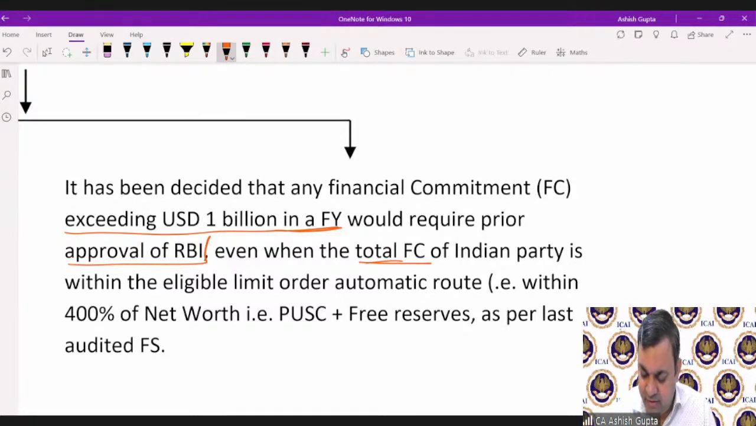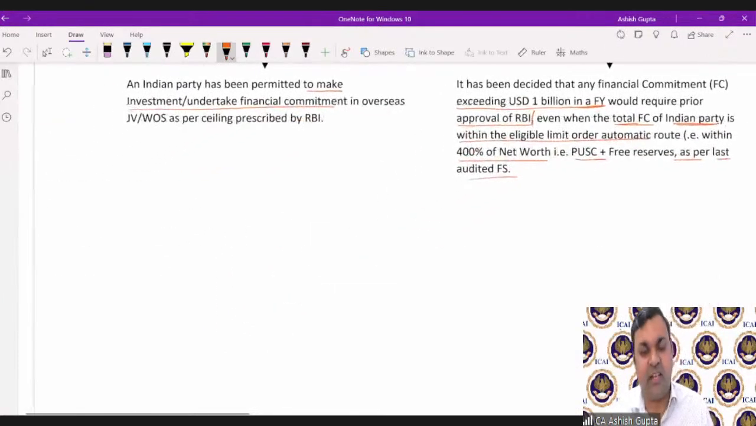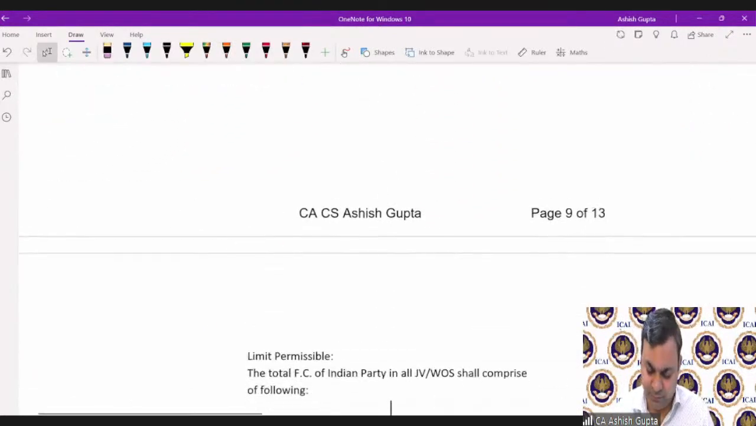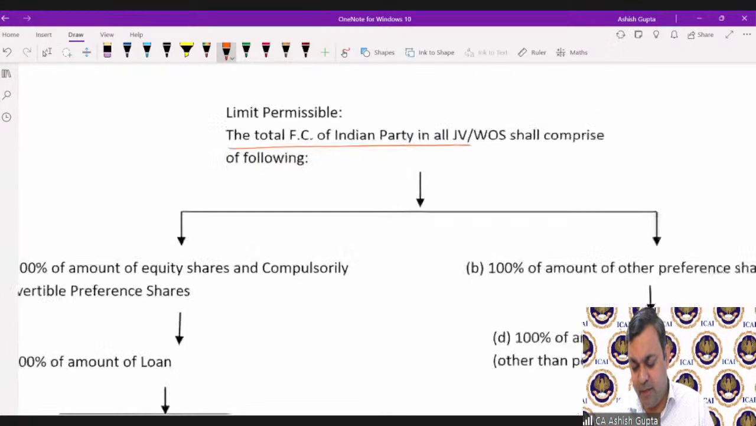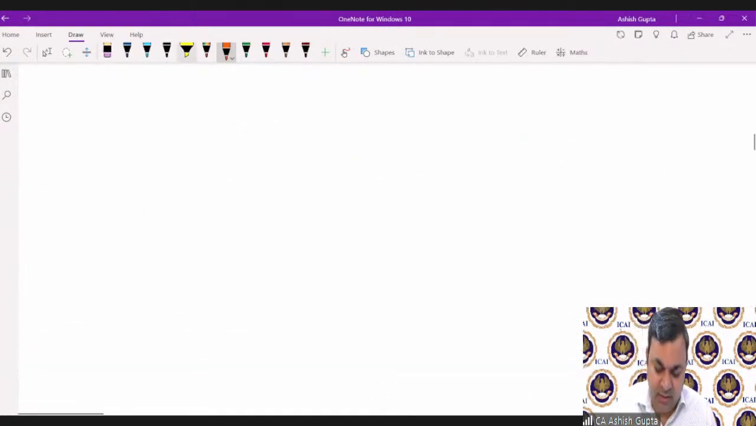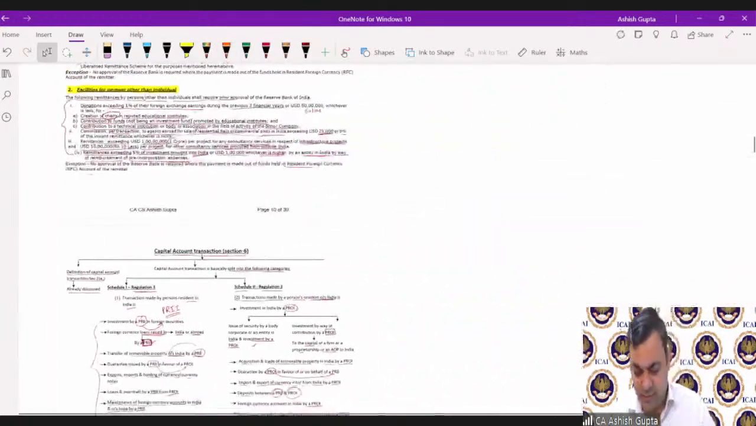Even though the total financial commitment of the Indian party is within the ceiling limit prescribed under the automatic route, that is within 400% of the net worth, that is paid up share capital and free reserves, but the investment size is more than 1 billion, you need to take the approval route, irrespective of whether this is under the limit of 400% of the net worth, which is eligible for the automatic route. Limit permissible: the total financial commitment of the Indian party in all. So the most important thing is, just a minute.